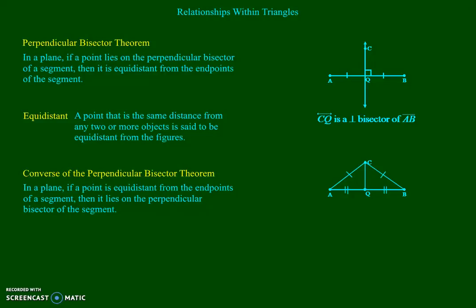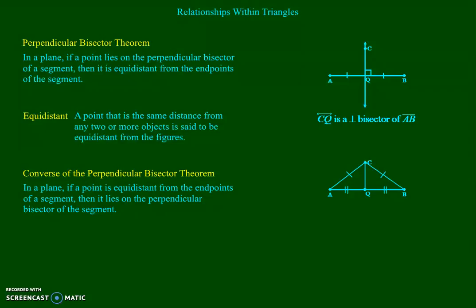This is part one of the series Relationships Within Triangles, and just as the title says, we're going to be looking at the relationships between angles and sides of various types of triangles and within triangles. So to start off the series, let's look at perpendicular bisectors.